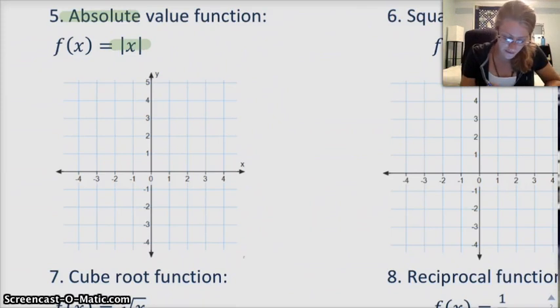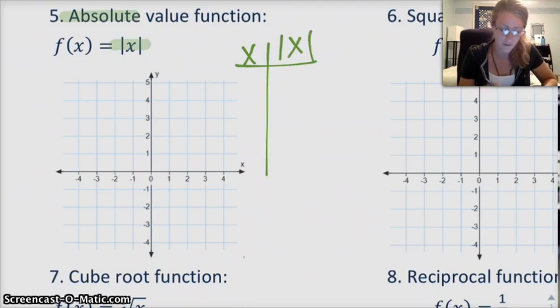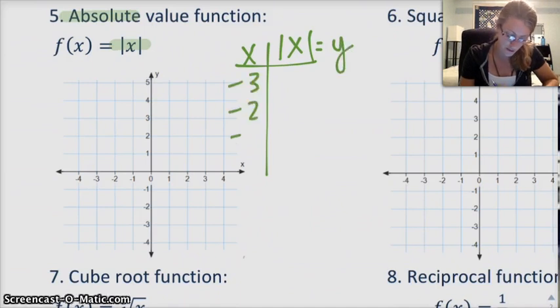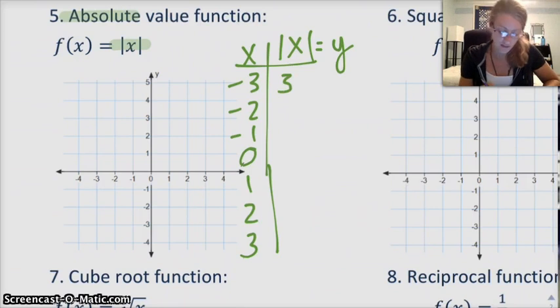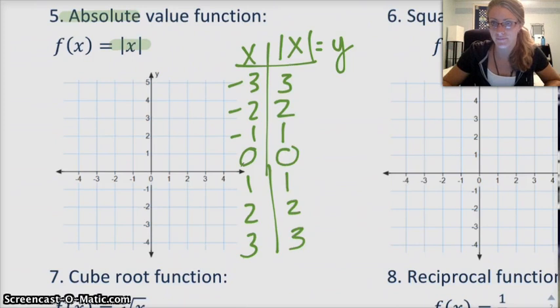So if I pick some x values, and then I want to know what the absolute value of x is, right, for my y, let's pick -3, -2, -1, just like in the last one, 0, 1, 2, 3. Okay. Absolute value of -3, +3. Absolute value of -2, +2. Absolute value of -1, +1. 0, 1, 2, 3. All right, so let's plot that.